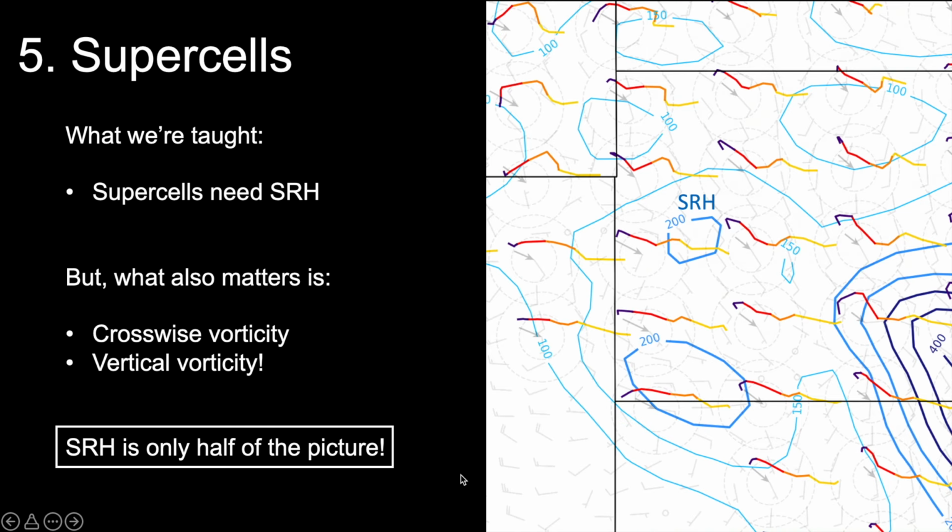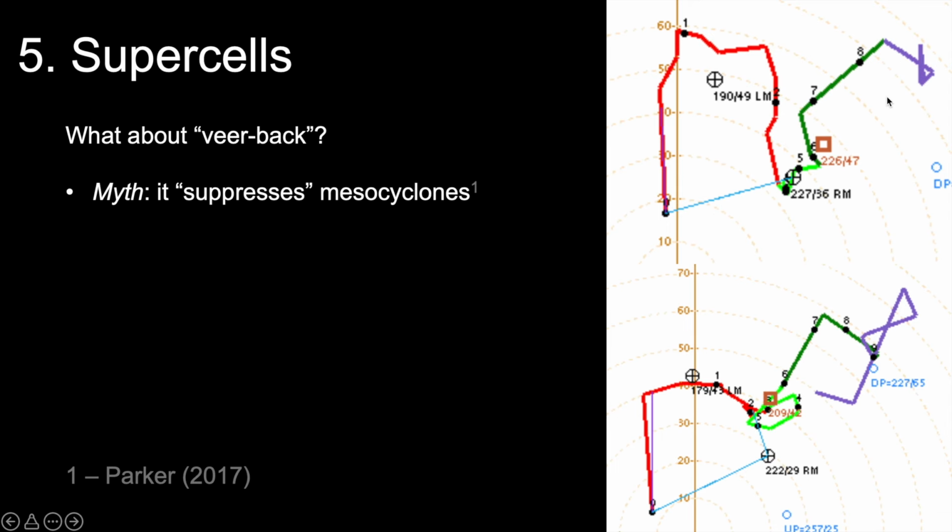So what I'm really trying to say here is that SRH really is only half the picture, right? If you're looking at plan view maps of SRH, or if you're using supercell composite, what we're ignoring is the fact that supercells can also be sustained with crosswise vorticity, and crosswise vorticity will add to the overall intensity of those storms because this is still vorticity, and we're also ignoring vertical vorticity. So SRH will not tell you this, and this is why we can look at maps of hodographs, and this will actually alert you that this is a very favorable environment for supercells, even though we're barely pushing above 100 SRH.